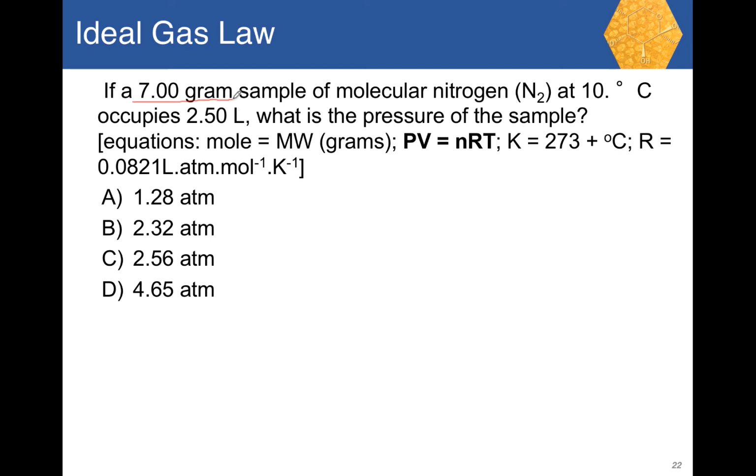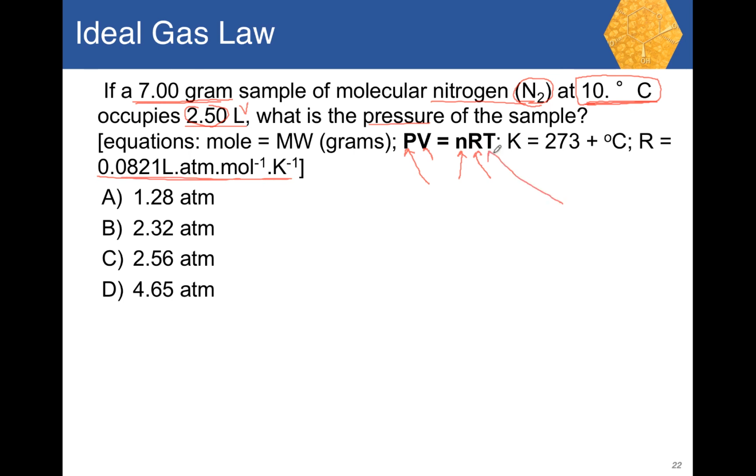7 grams, notice again, 7 grams, not moles, of nitrogen, here's the formula, N2, at 10 degrees C. Don't let that trick you. This is degrees C, so you have to convert that to Kelvin. Occupies 2.5 liters, that's volume. What is the pressure? So in other words, here again is your most important equation, the gas law, and you're trying to find the pressure. The volume is given right here, 2.5. n is not given, but you can calculate it because you know the mass of the sample and you know the molecular weight of N2. Looking at the periodic table, it's 14 times 2, 28. You know R, that's a constant, always given.